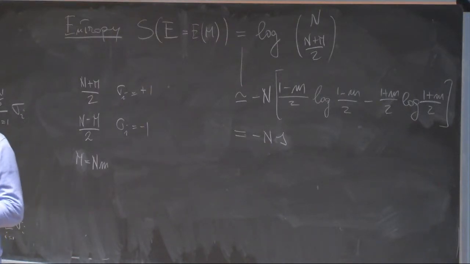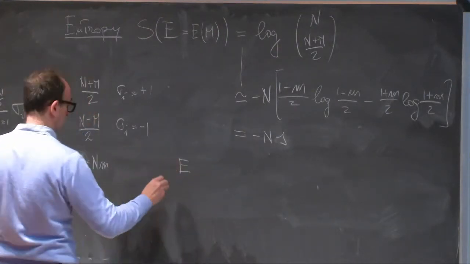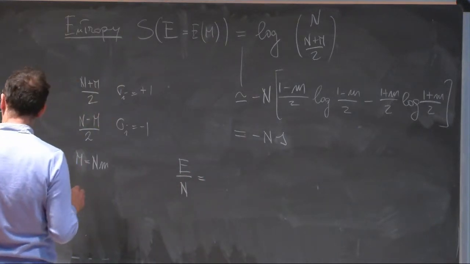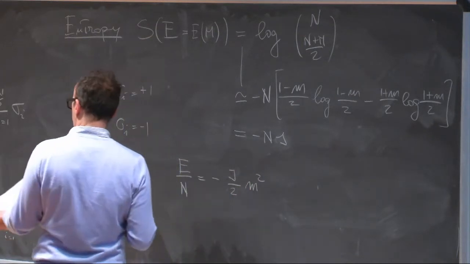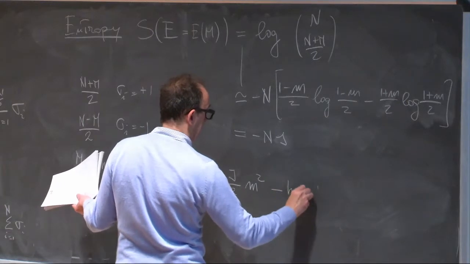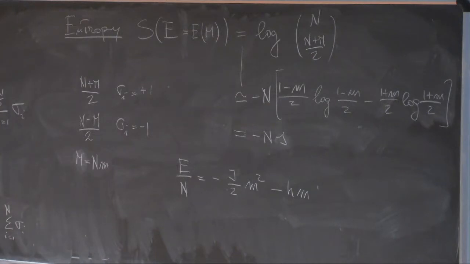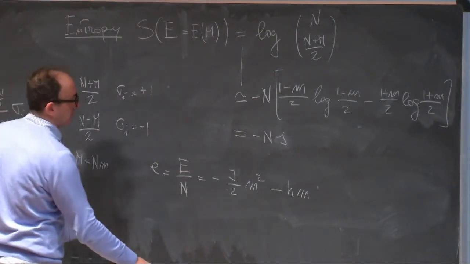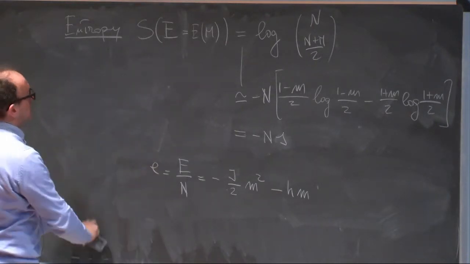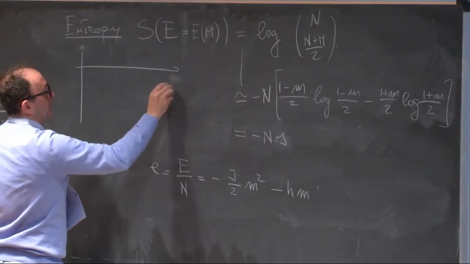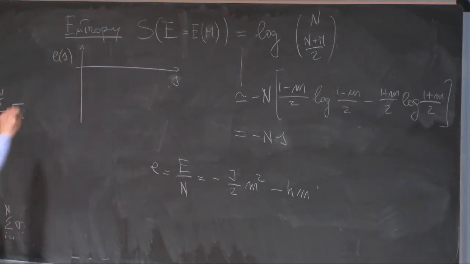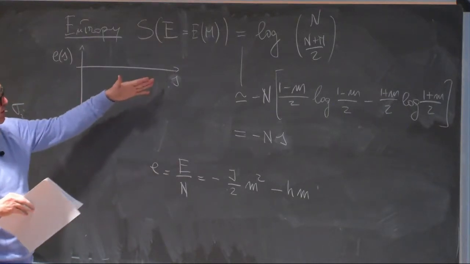Now, the energy for this configuration is written here, so the energy density is equal to minus J over 2 m squared minus h times m, okay? So this is the energy density. In the microcanonical description, what you have is the entropy as a function of the energy, and you can plot this curve parametrically.